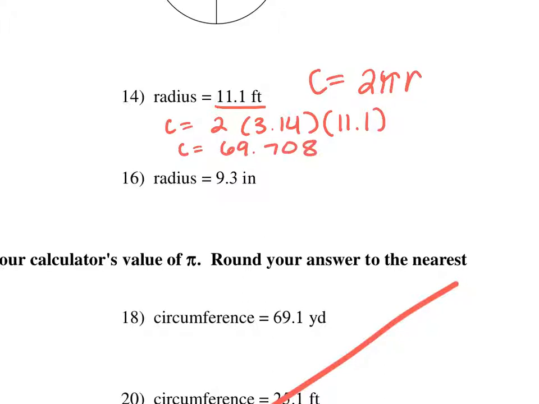69.708. Remember, I want to go to 2 decimal places, so I'm going to underline my 0, look to the right of it, 5 or more. I'm going to add one more. In this case, it's an 8. So my final answer should be C equals 69.71 feet.